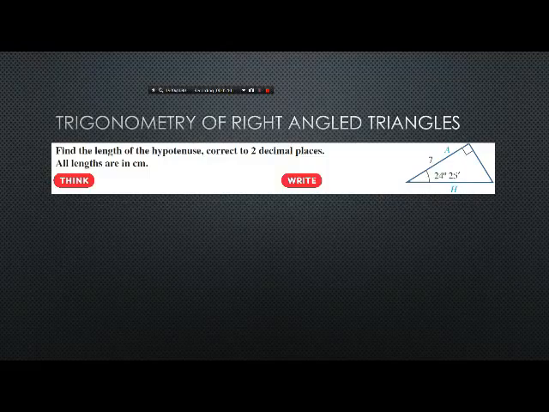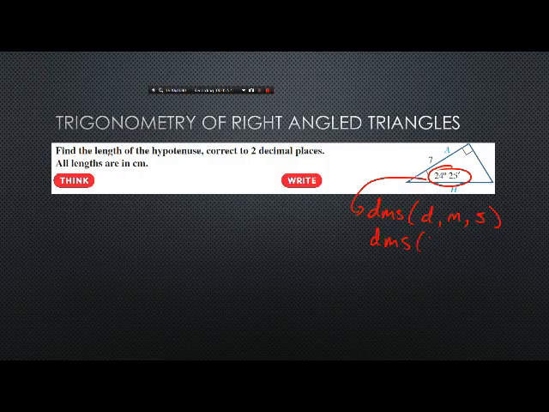Okay, find the length of a hypotenuse corrected to 2 decimal places. All lengths are in centimeters. Now notice that this time we have an angle that's in degrees and minutes. When we're doing that, we need to put it into the calculator using a DMS function. The way it works is you put in the degrees first, then a comma, minutes and then a comma, and then seconds. So in this case we'd have DMS 24, 25.